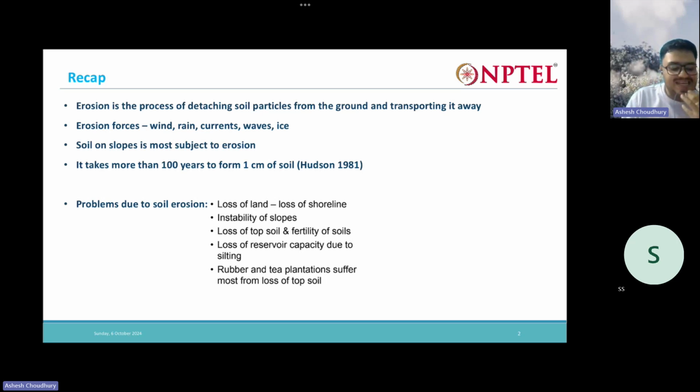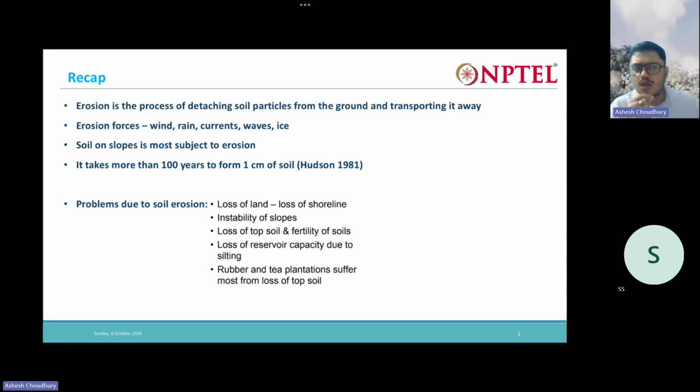So what is erosion? The first question is, what is erosion? Erosion is the process of detaching soil particles from the ground and transporting them away. So you have a ground, and somehow there is a loss of soil from that ground surface, right? That is nothing but erosion.